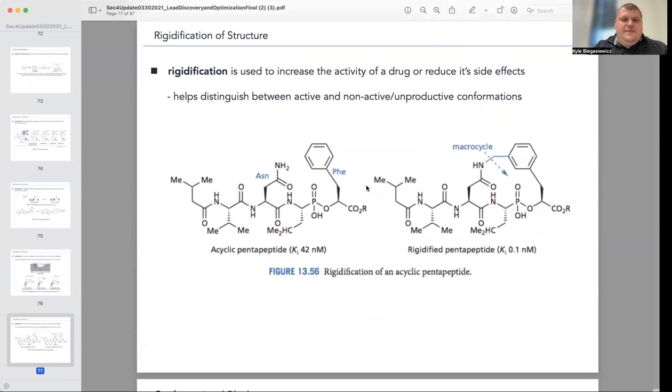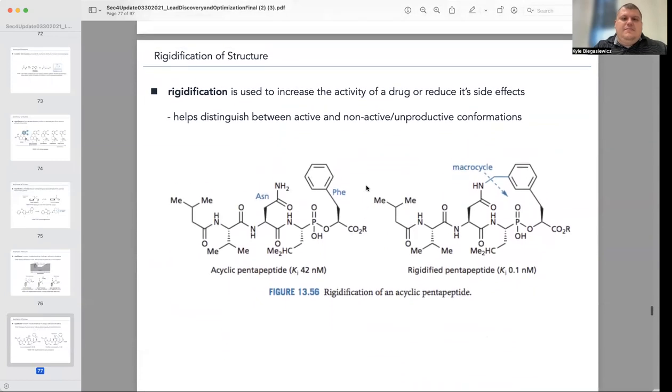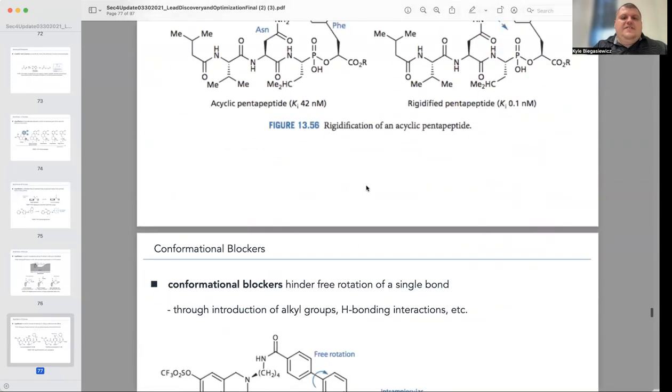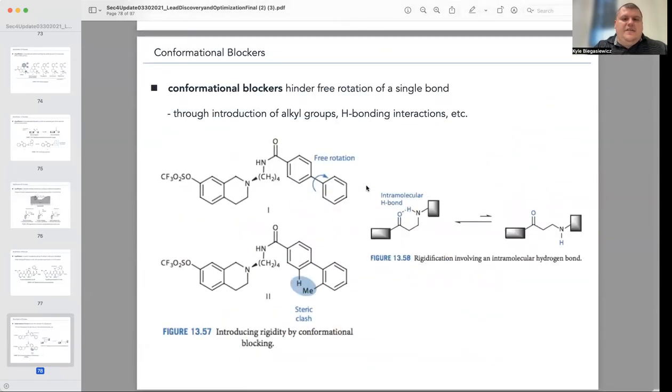Example rigidification, I would say maybe start the slide as well. 77, 78. Conformational blockers might be used, but I would say that it's not going to come in the context of this free rotation type situation with two aromatics.